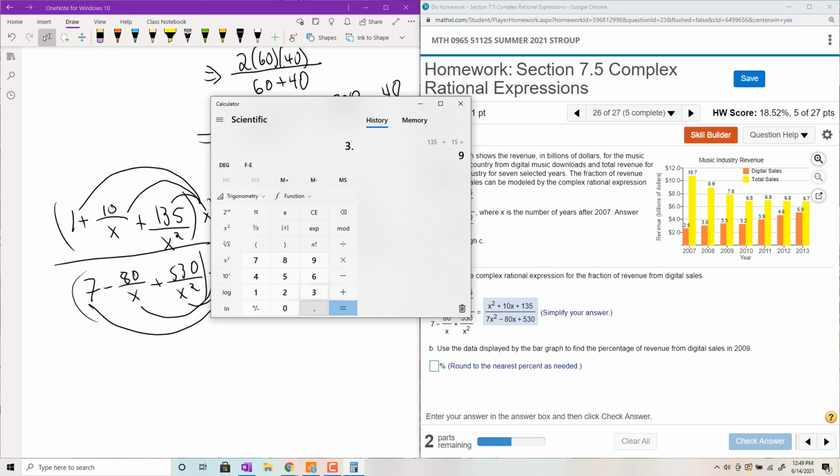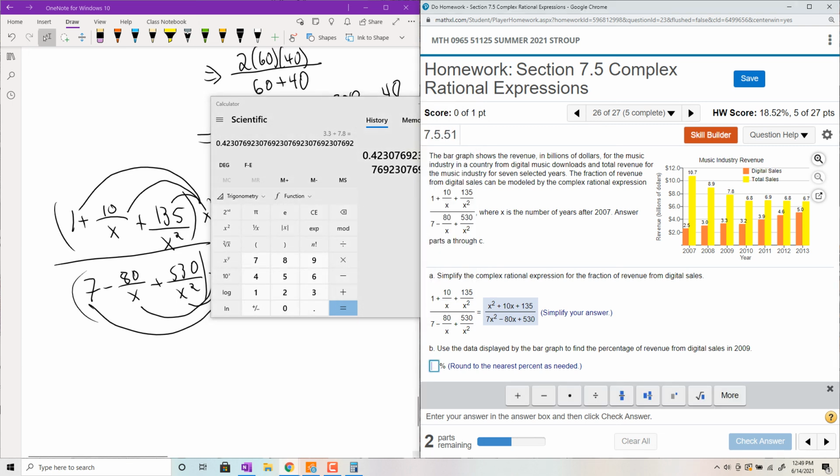So 3.3 divided by 7.8, 0.42, round to the nearest percent. So it would be like 42.3% or 42%. Okay.